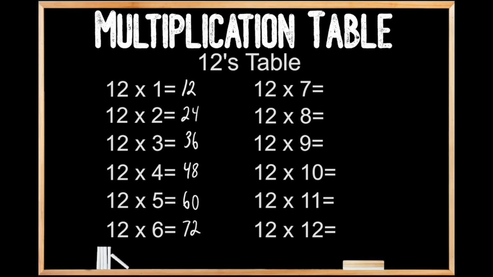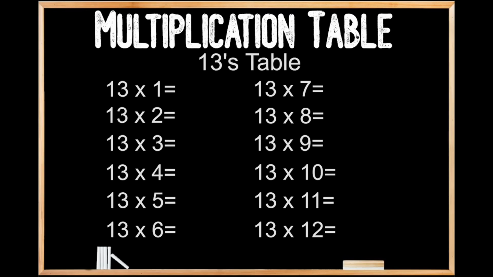12 times 7 is 84. 12 times 8 is 96. 12 times 9 is 108. 12 times 10 is 120. 12 times 11 is 132. And 12 times 12 is 144.